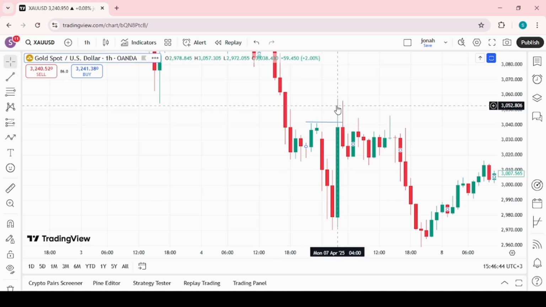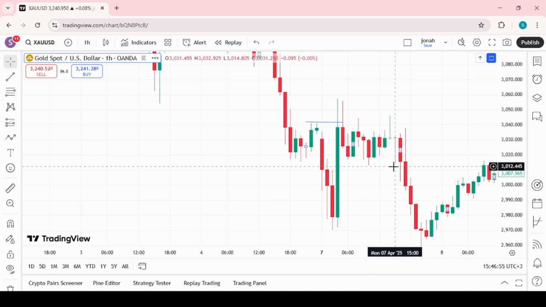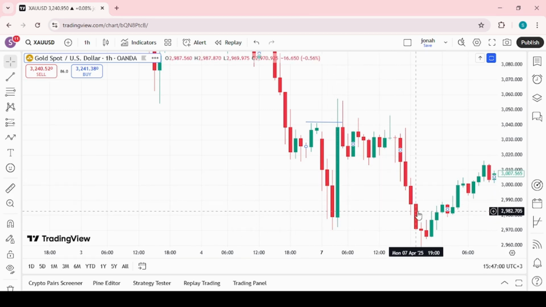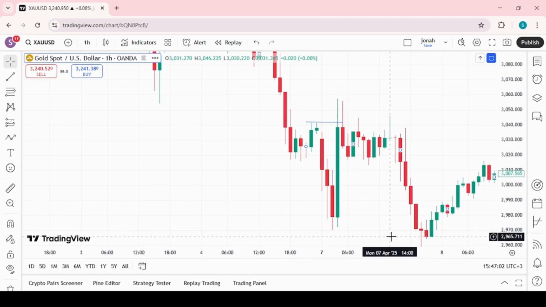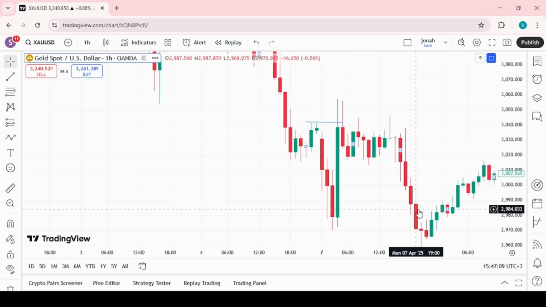It broke with a wick, indicating that this might be an invalid change of character. So what did price do then? There could be some traders trying to enter from this point, but they will be stopped out. Their stop losses will be hit by price moving lower to this point here, you see. So make sure that you avoid such traps by these market makers.